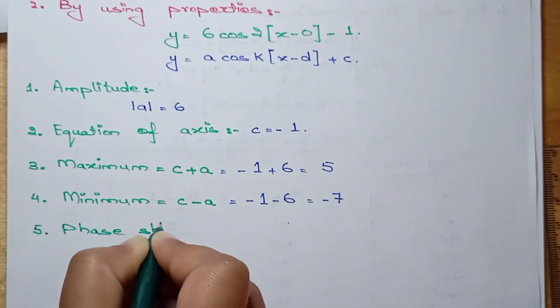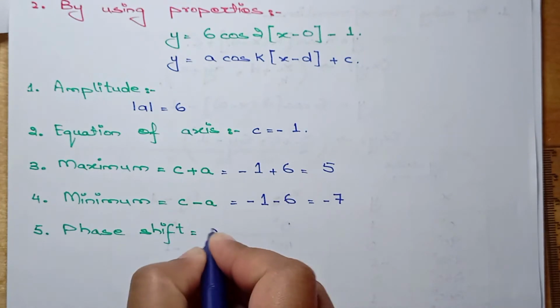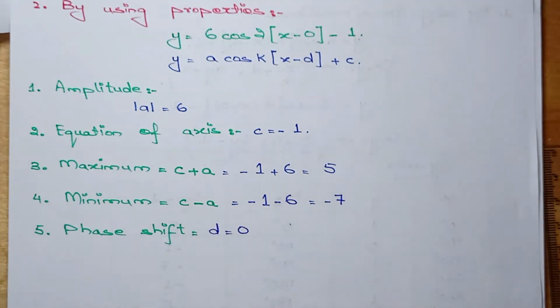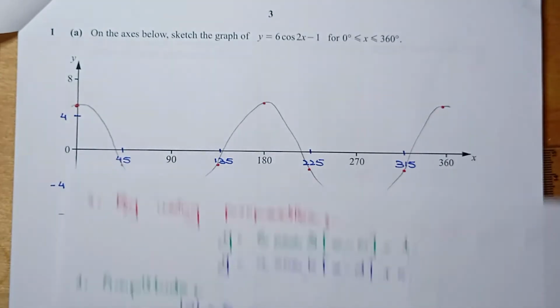Okay, now the fifth thing we need for this method is the phase shift. So phase shift is basically the starting point of the curve. This is basically the d value. So in this case, the d value is 0, so it must start from 0. So here from 0, the curve starts from 0, right?